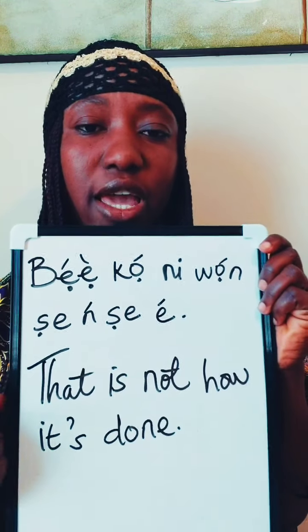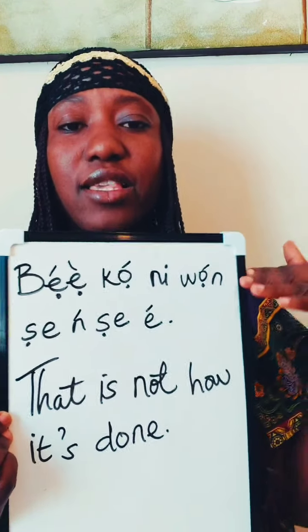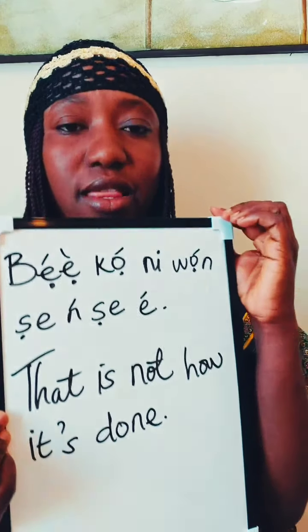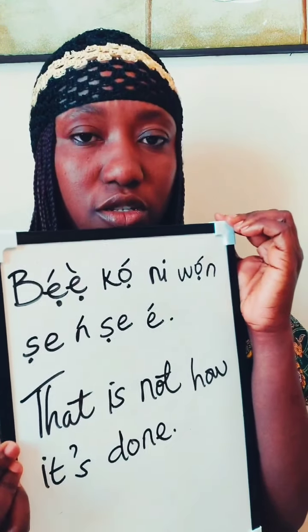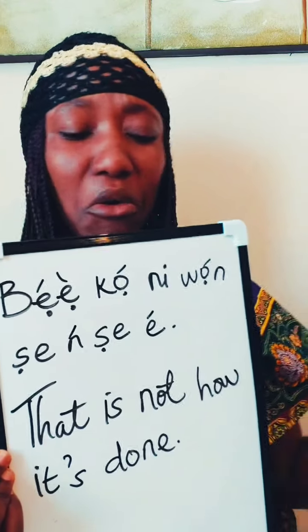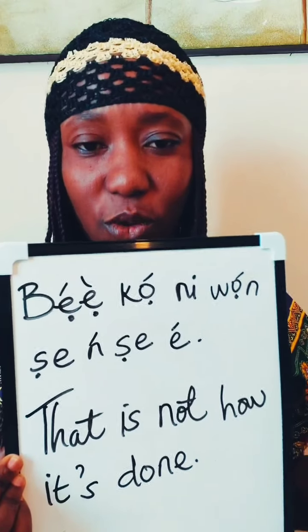Okay, so ṣe is to do something. Ṣe ṣe é, that is how it's done. Bẹ́ẹ̀ kọ́ ni wọ́n ṣe ń ṣe. That is not how it's done. So you can use bẹ́ẹ̀ kọ́ in a sentence like that. Bẹ́ẹ̀ kọ́ ni wọ́n ṣe ń ṣe o. Okay, to disagree with someone. All right. Okay, now let's look at some of these vocabs that we're going to look at today.